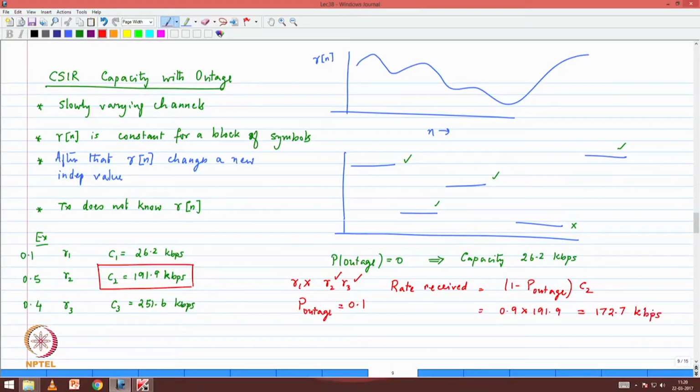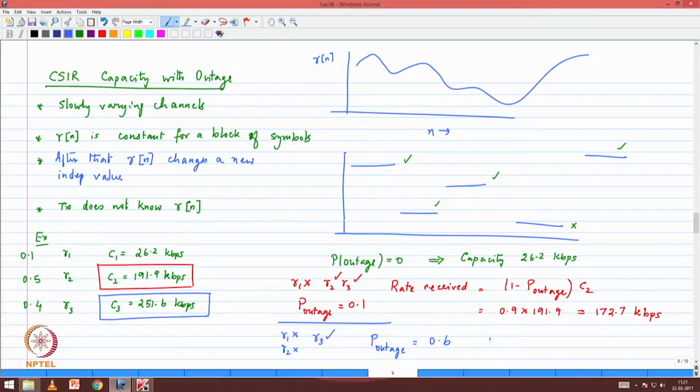Okay. Now if I want to get a little bit more aggressive and say, oh no, I want to see if I can get an even higher rate. So then I say gamma 1 I consider as outage, gamma 2 also as outage, gamma 3 I will assume that's the one that will get through. So that means I can transmit at 251.6 kbps, that's the rate at which I am going to transmit. But keep in mind that the probability of outage is when gamma 1 or gamma 2 occur, so that basically becomes 0.6.